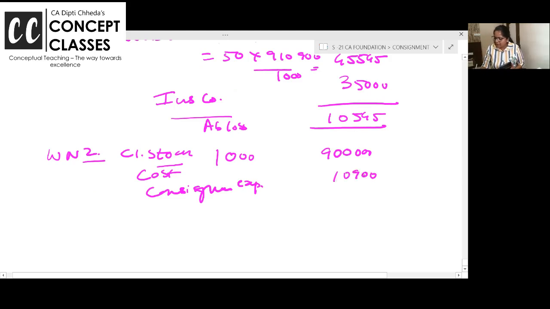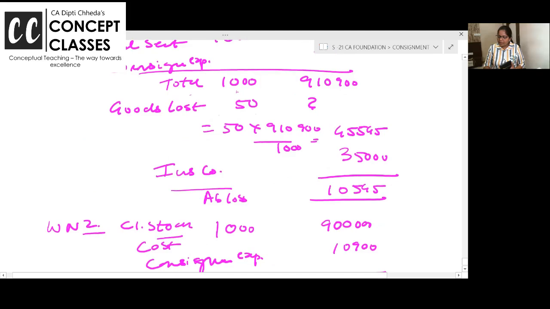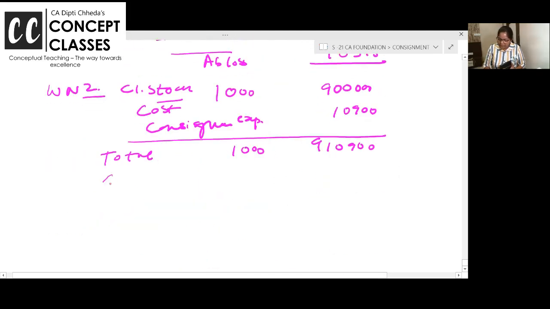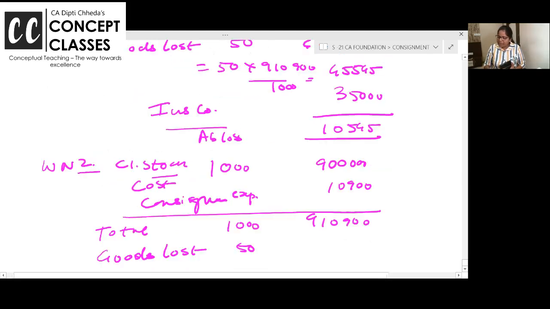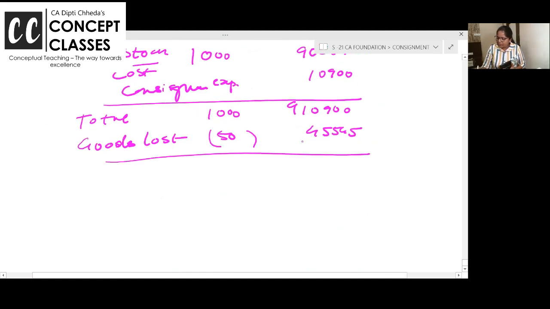Expense 10,900. Now, the total cost of 1,000 units is 9,10,900. In this, goods lost: 50 units are lost at the cost of 45,545. Remove that. Even though the insurance company is giving you 35 and the remaining is lost, just remove the cost.